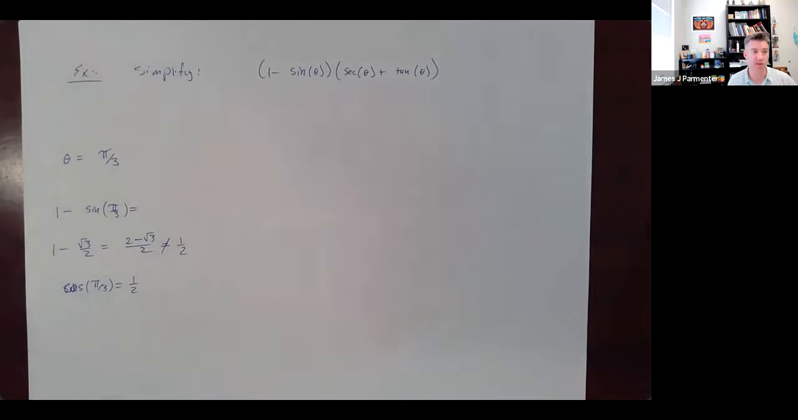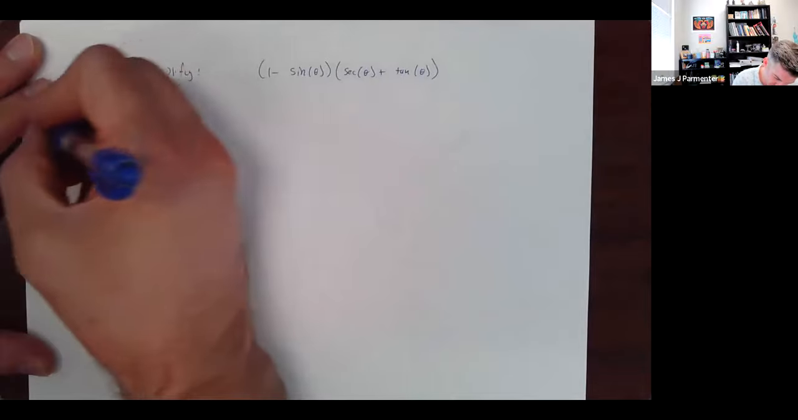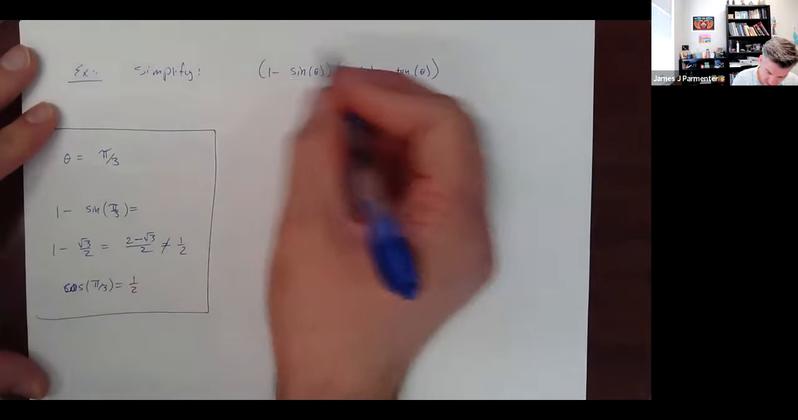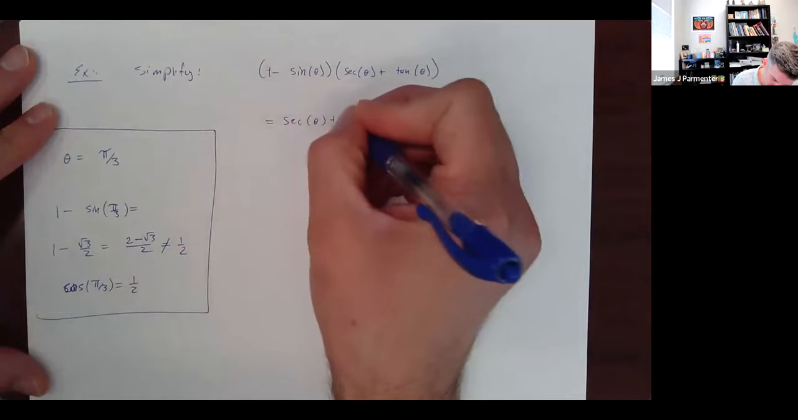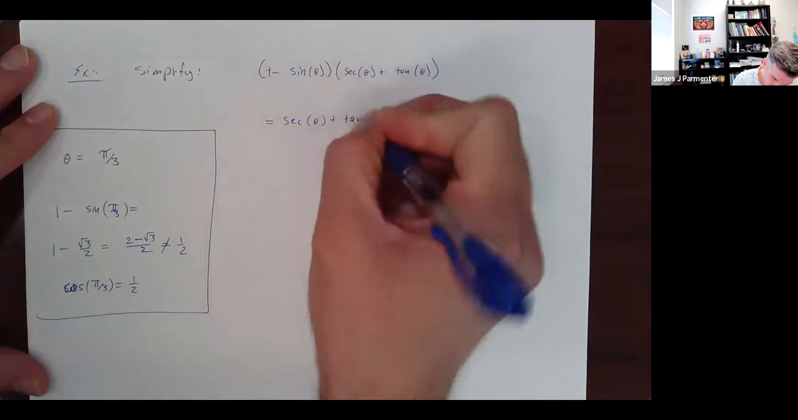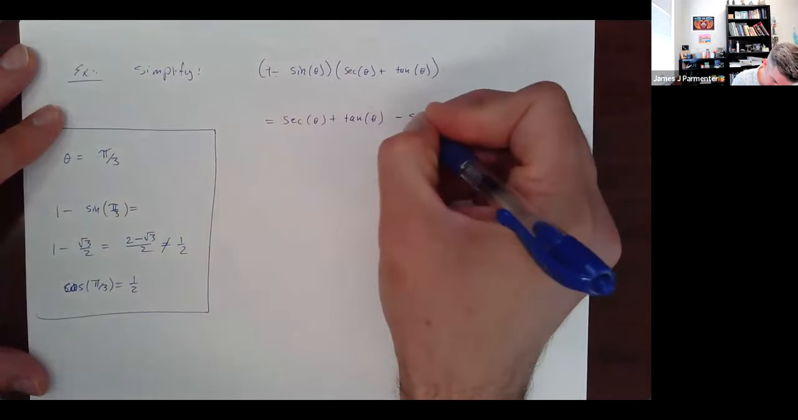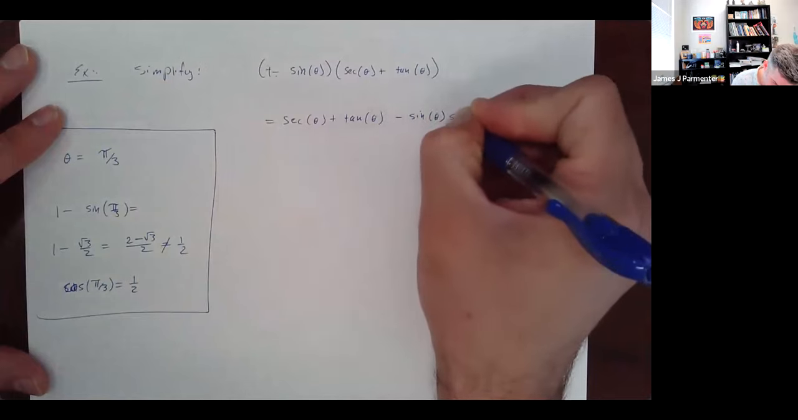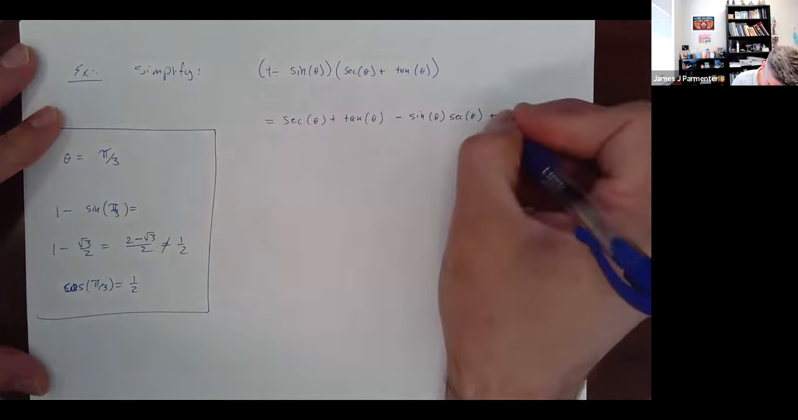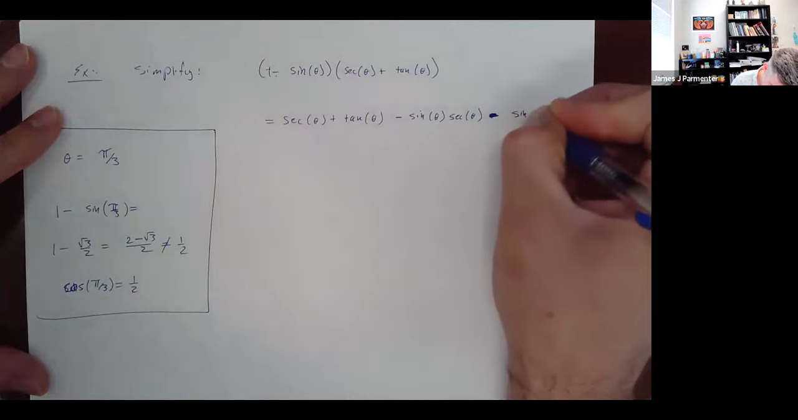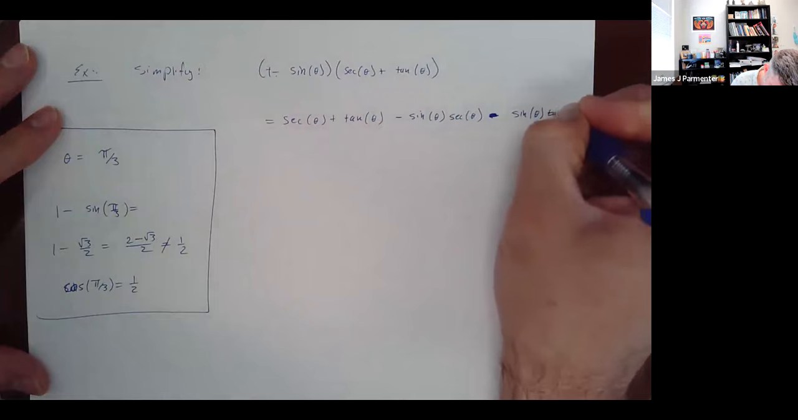My thought process for these is either to do the multiplying first, so FOIL it out first, or to write things in terms of sine and cosine and then do stuff. I'm going to just multiply this out first, see what happens. So I'm going to FOIL. 1 times secant is secant of theta. 1 times tangent is tangent of theta. Negative sine times secant, that doesn't look nice, but I've got negative sine of theta times secant of theta. And then negative sine times tangent is minus sine of theta times tangent of theta.